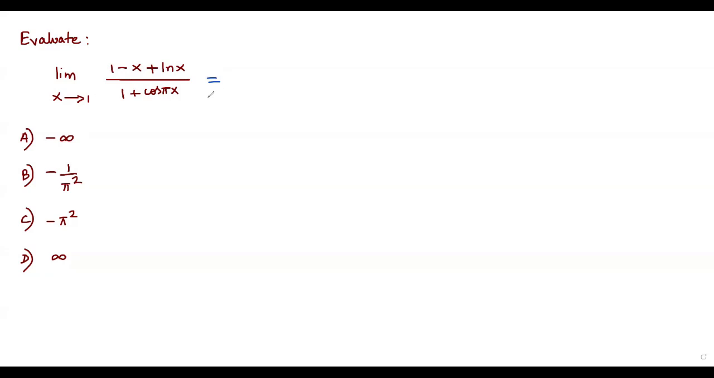Let me do it by direct substitution. That is, I'm going to plug in the given limit 1 for x into the function. When I do so, I get (1 - 1 + ln 1) divided by (1 + cos(pi times 1)). I just plugged in 1 for x. Let me evaluate. Here 1 - 1 becomes 0.